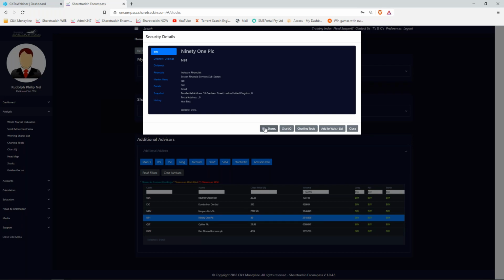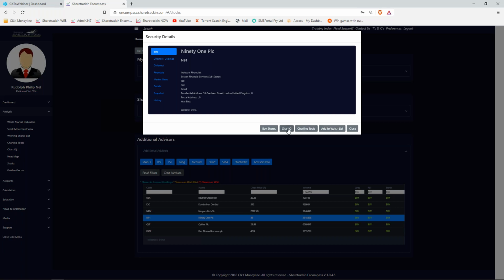But obviously from here, we can buy some shares. We can go directly to the chart. We can go to charting tools, which is the default charts for the software itself. And then you get the add to watch list. So if we didn't want to buy the share, we're only going to analyze it, you can just add it onto a watch list to buy it at a later stage.